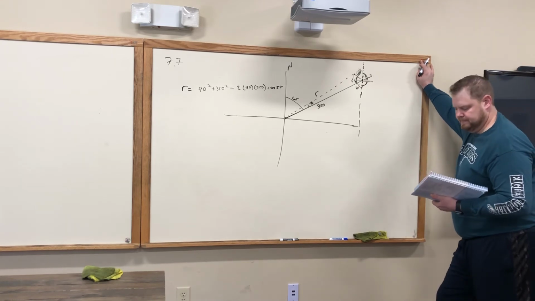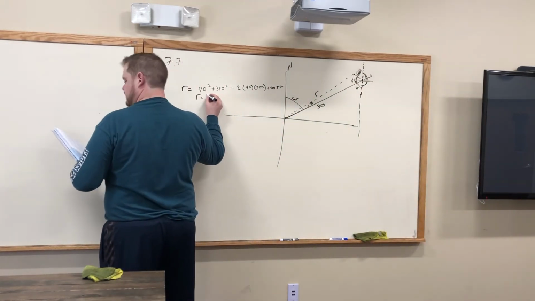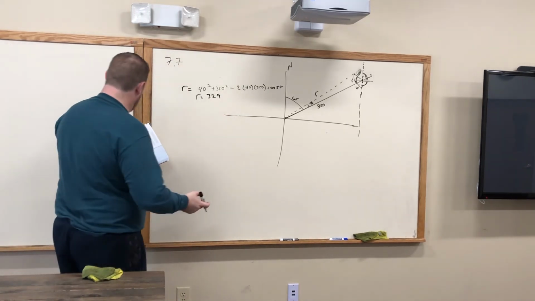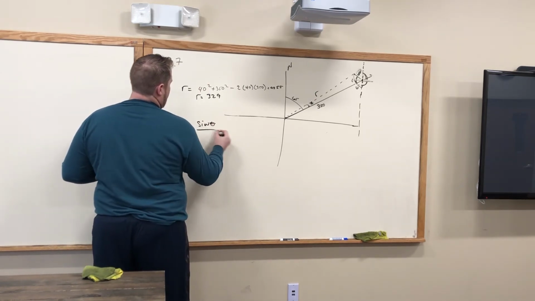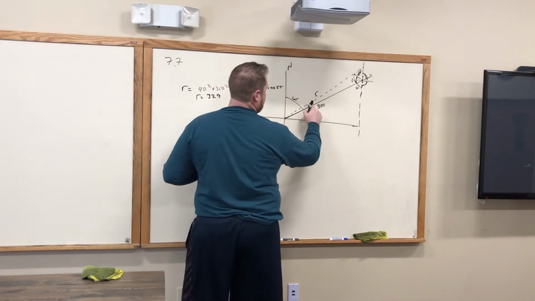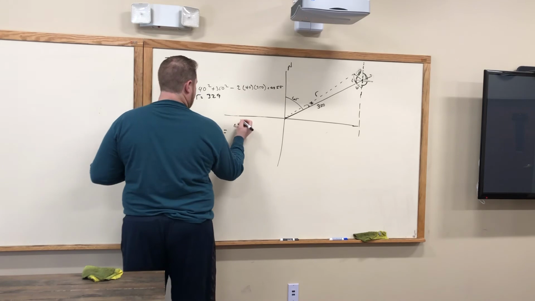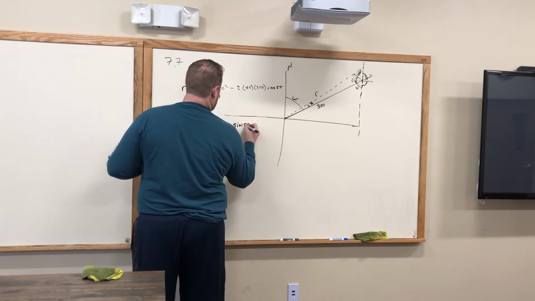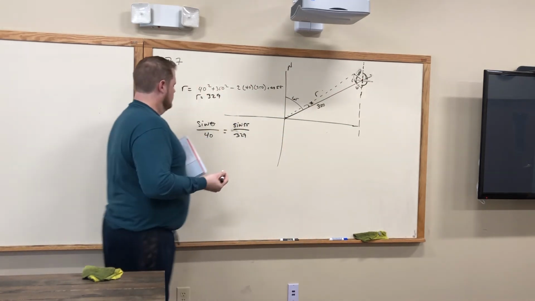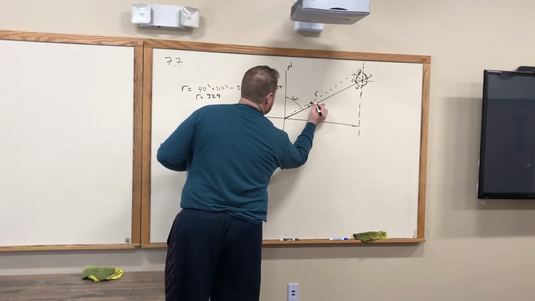Now, what do we get? Well, that's where we get that cosine. So we do the math, and you're left with R equals 329. Now what? Well, now we've got to find our theta. Sine theta over 40 equals sine 55 over 329. Good. Cross multiplication, and you're left with theta is equal to 6 degrees. So this is 6 degrees, right?